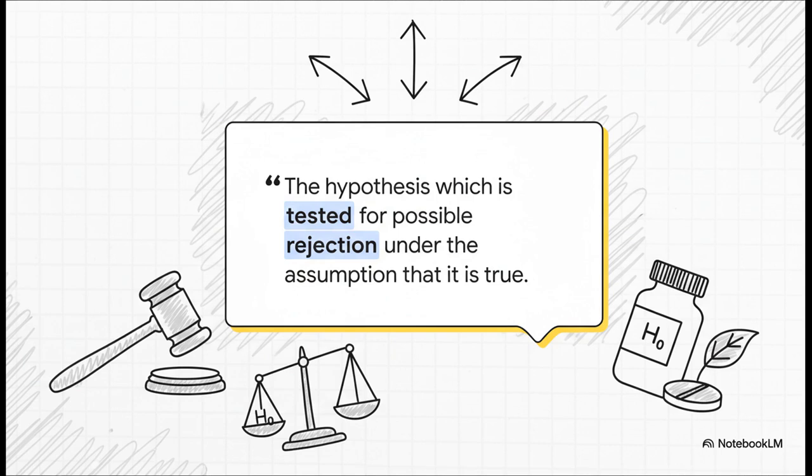And this next point is absolutely crucial. The great statistician R.A. Fisher put it perfectly. We test the null hypothesis under the assumption that it is true. What does that really mean? It's simple: innocent until proven guilty. We start our trial by assuming the drug has no effect. The entire burden of proof is on the evidence, the data, to convince us otherwise.